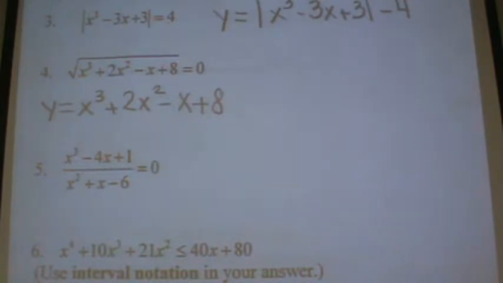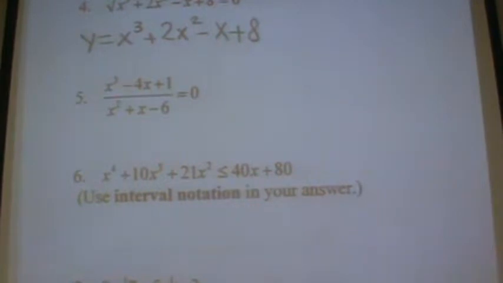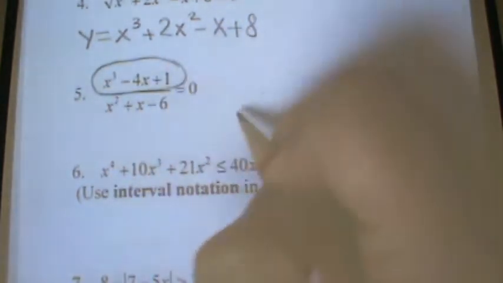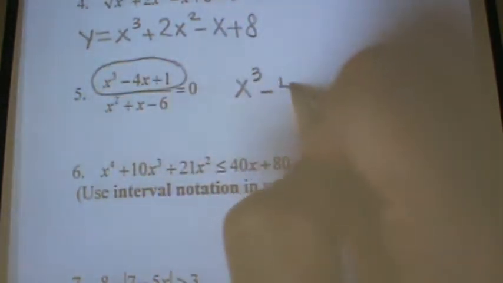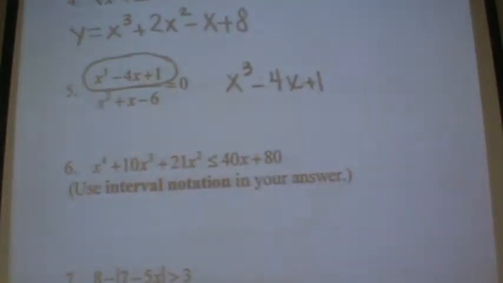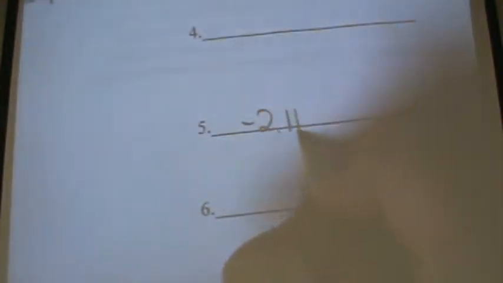And number 5. What are you going to do on number 5? I want you to type in number 6 for me. Number 5, what are you going to type in? The whole thing? Just the top. Just x cubed minus 4x plus 1. And where does this thing cross the x-axis? There's 3 answers on this one. The answers are negative 2.11, 0.25, and 1.86.